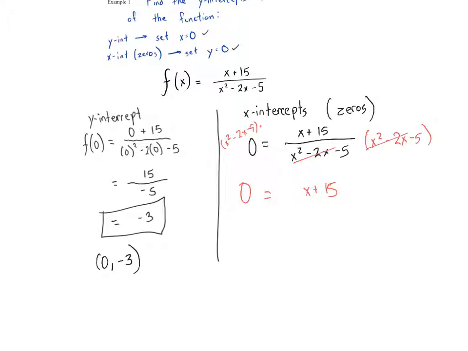So I heard a negative 15. So what x makes us, what was I trying to say? When y is 0, x is negative 15. All right, so there's our one intercept. Let's write it as a coordinate point, negative 15, comma 0. There we go.